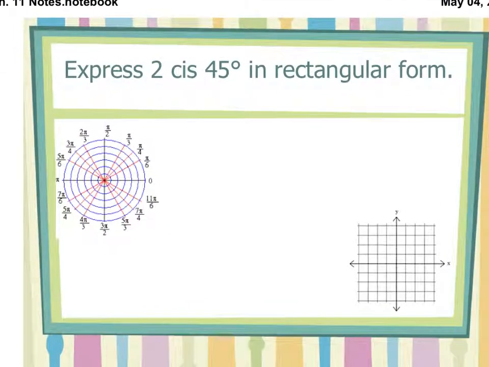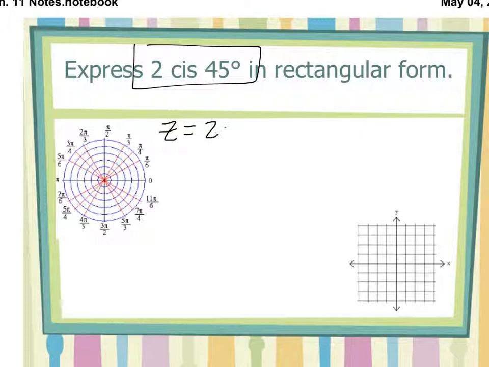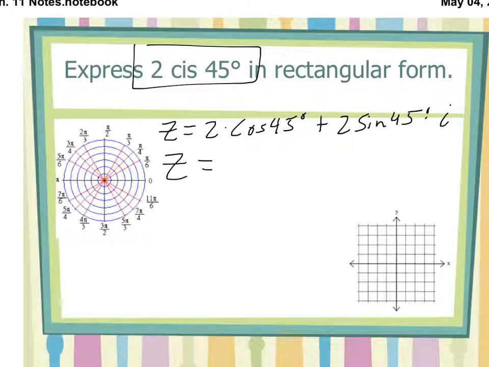Switching over to rectangular form is actually quite a bit easier. What we really have to remember here is just the longhand notation of what this means. Remember that it's cosine, imaginary sine. So this represents 2 cosine of 45 degrees plus 2 sine of 45 degrees times i. Once you have it to this point, it's a matter of simplifying.